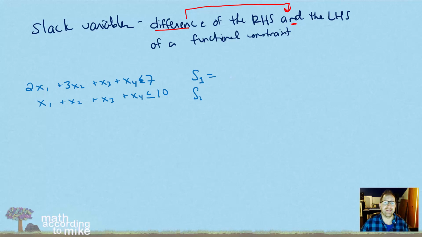So for us, the right-hand side of the first functional constraint is 7, minus the left-hand side, which is (2x sub 1 plus 3x sub 2 plus x sub 3 plus x sub 4). Notice the parentheses, they're necessary. And then s sub 2 would be related to the second functional constraint. Its right-hand side is 10, minus its left-hand side, which just happens to be the sum of the variables.